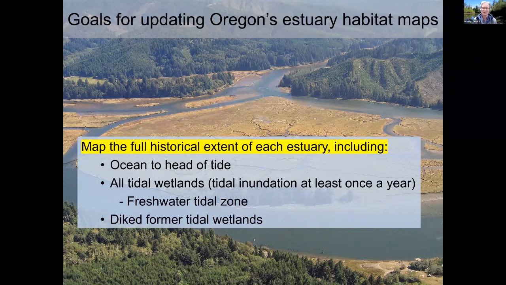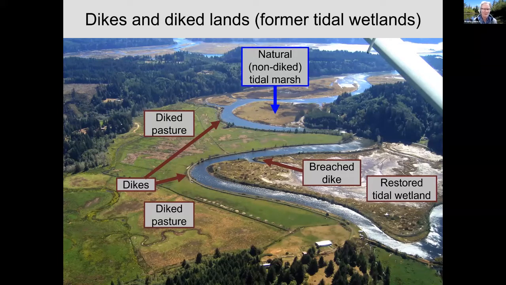And in case you're not familiar with what these diked lands look like, these diked former tidal wetlands are found in pretty much all of our estuaries, unless they're really tiny. And in this picture, you can see at the top an undiked natural tidal marsh. Then you can see a dike running along the edge of the river here, and it becomes a road here. And the area behind that dike is a diked pasture. And on the other side of the river, you can see another diked site, but this dike has been breached, where my pointer is right now, and that is allowing this wetland to restore to tidal conditions. So it's a restoring tidal wetland.